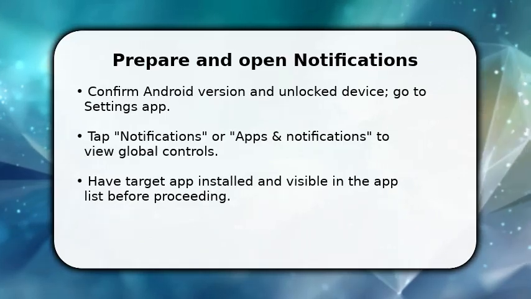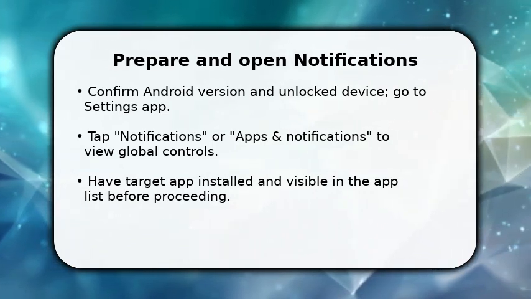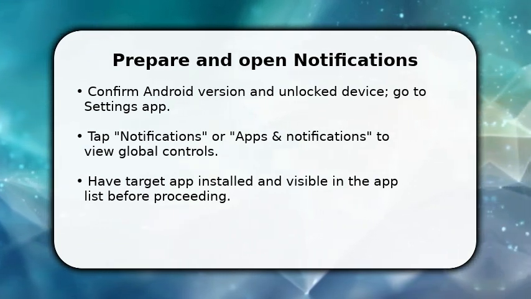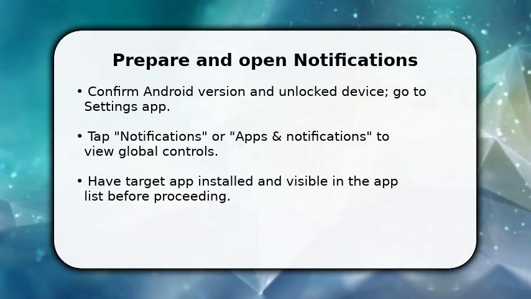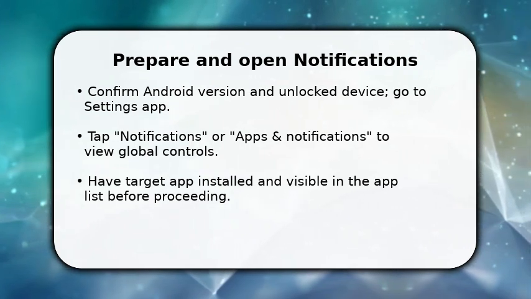You're ready. Check your Android version and unlock the phone because menu labels vary slightly. Once done, open Settings and tap Notifications or Apps and Notifications to access global controls. Make sure the app you want to silence is installed and visible in the app list. If it isn't, install or update it now.